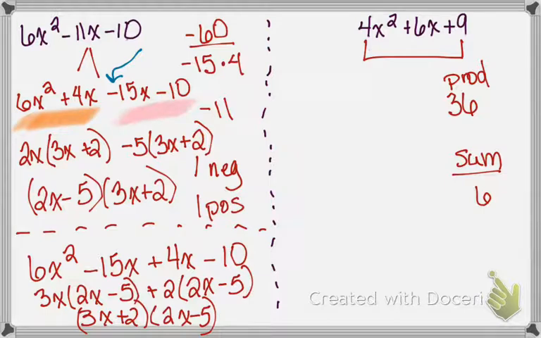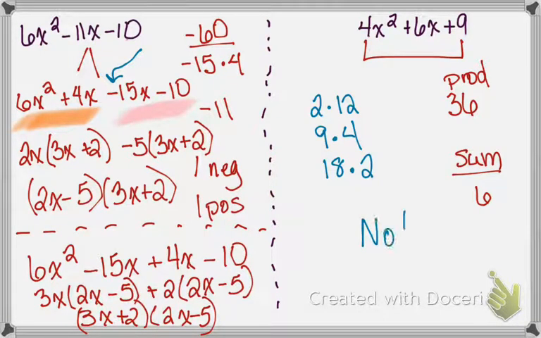Okay, when I start doing factors of 36, they're both positive because I've got a positive sum and a positive product. Do any of them work? No, none of them work. Okay, so the answer to this one is not factorable. And that happens, but don't expect there to be a lot of them.